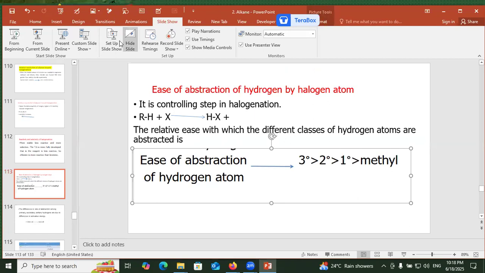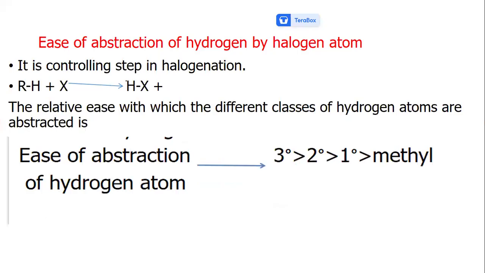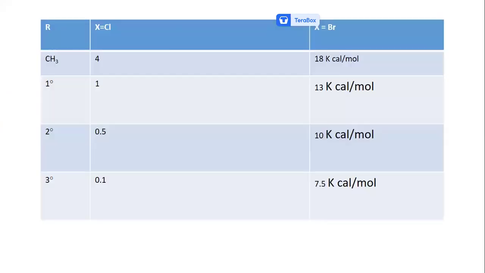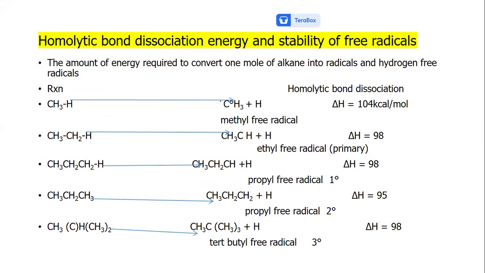Ease of extraction of hydrogen is the controlling step in halogenation, the relative ease with which the different kinds of hydrogen atoms are extracted. The difference in rate of extraction among the primary, secondary, and tertiary hydrogens is due to differences in activation energy, homolytic bond dissociation energy and stability of free radicals.